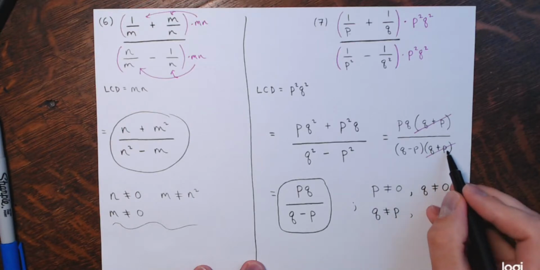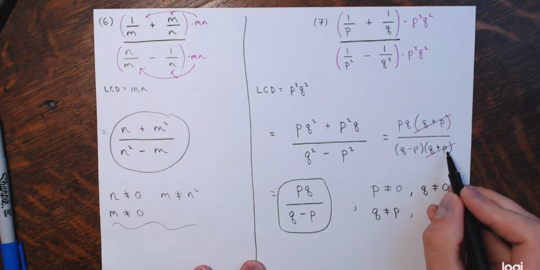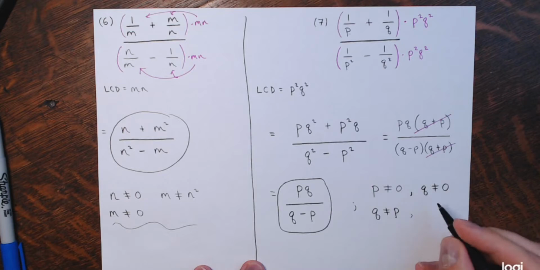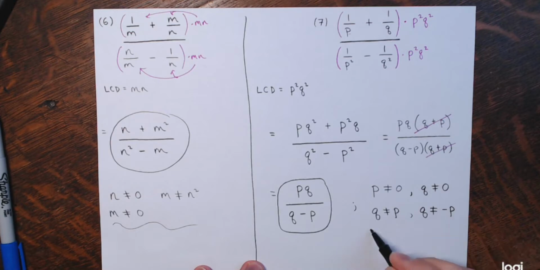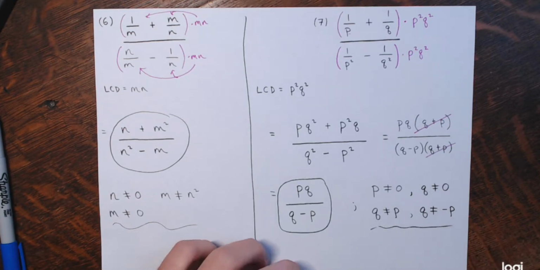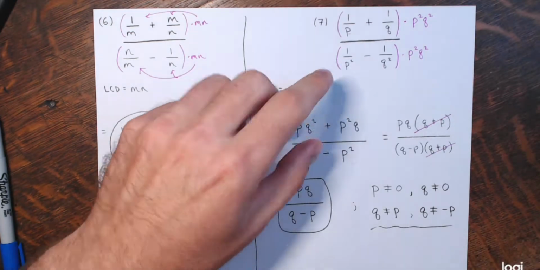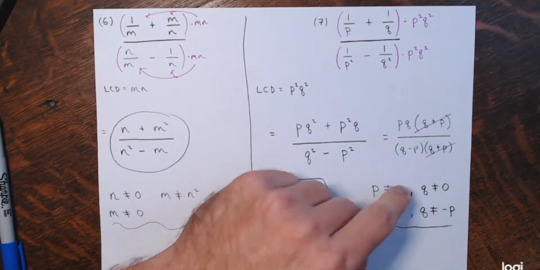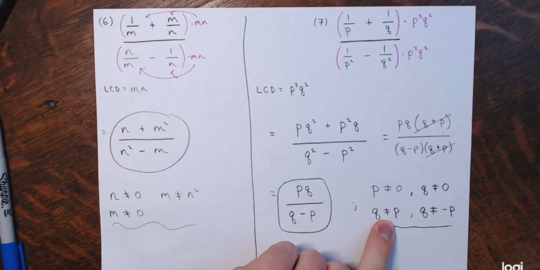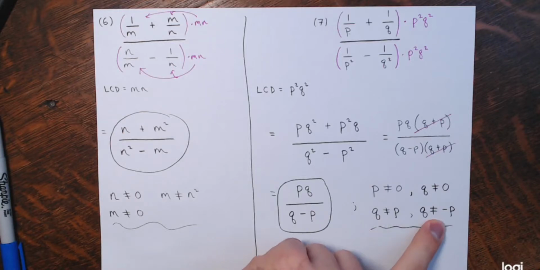But also there was this factor before I canceled. There was this factor of q plus p in the denominator. That can't be 0 either. So q can't be the opposite of p either. So here are all the conditions on q and p. I can replace p and q with whatever numbers I want, as long as they're not 0, and as long as they're not the same number or opposite numbers.